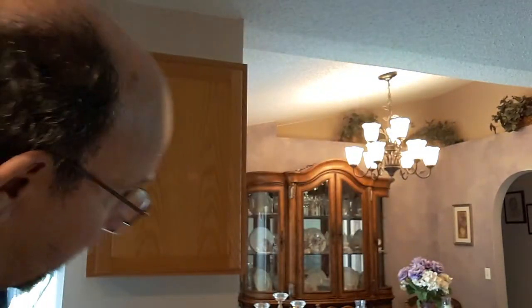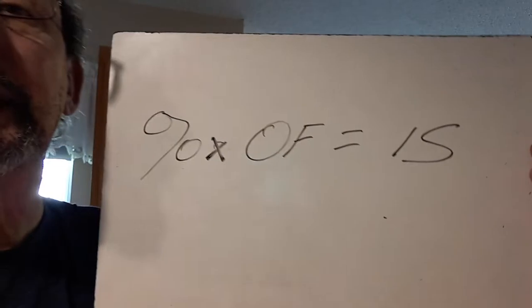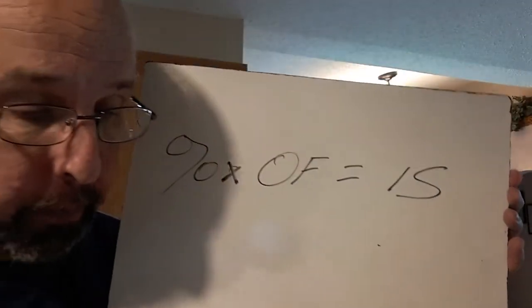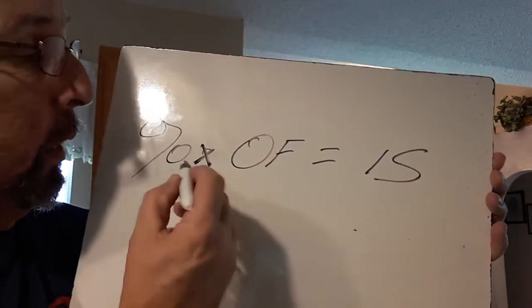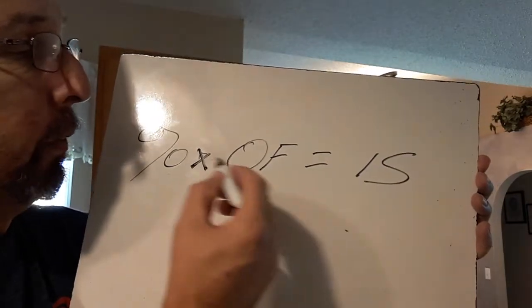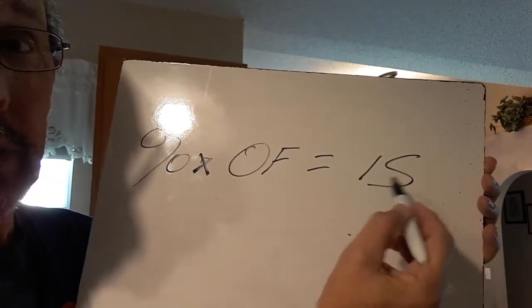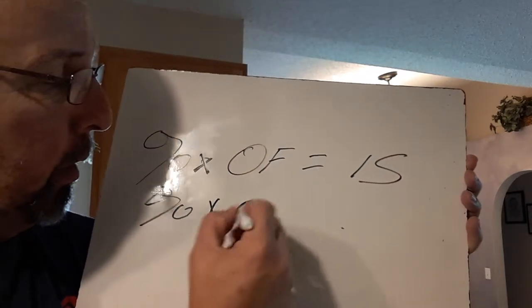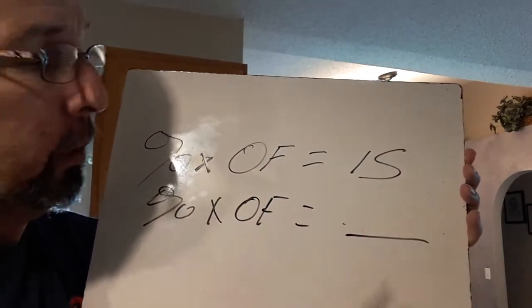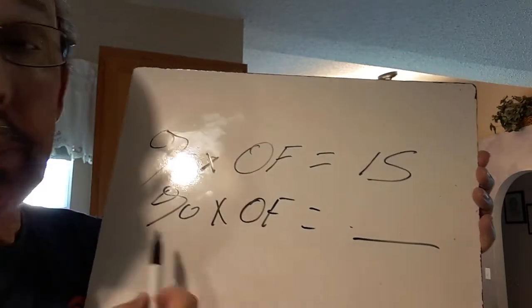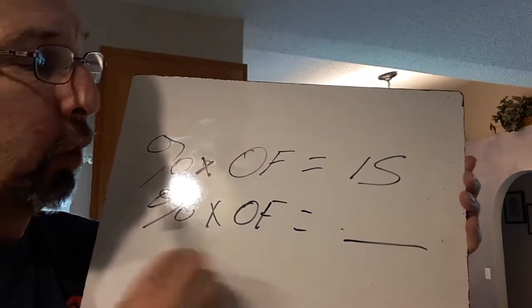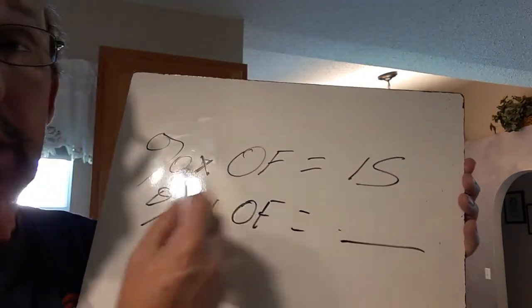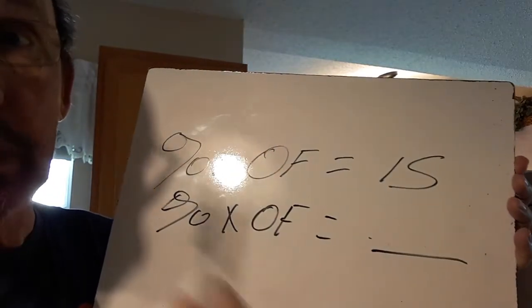Here is how the formula works. Percent times of equals is. If you're given the percent and the of, you're looking for the is. Percent times of equals is. It's a multiplication problem. You're given this and this. You multiply them together, and you get that. Change the percent to a decimal and multiply.